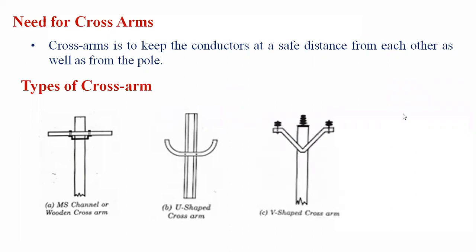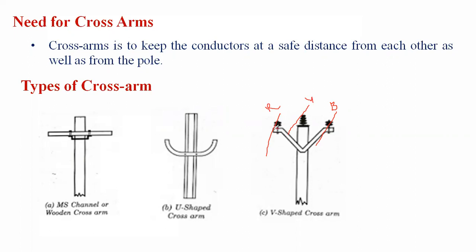And the third one is the V-shaped cross arm. This is the most preferred for transmission as well as distribution purposes. For 11 kV and 33 kV overhead lines, V-shaped cross arms are used. That is a 3-phase 3-wire system. Here we take conductor 1, conductor 2, and conductor 3, that is R phase, Y phase, and B phase. Here the shape is in the form of a V, that's why it is called the V-shaped cross arm.